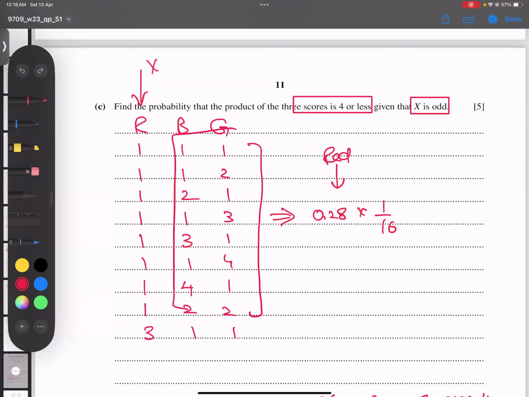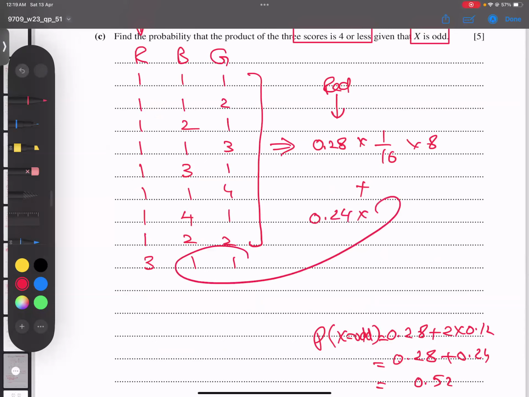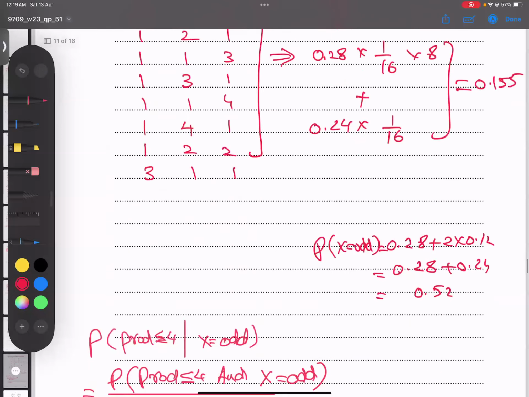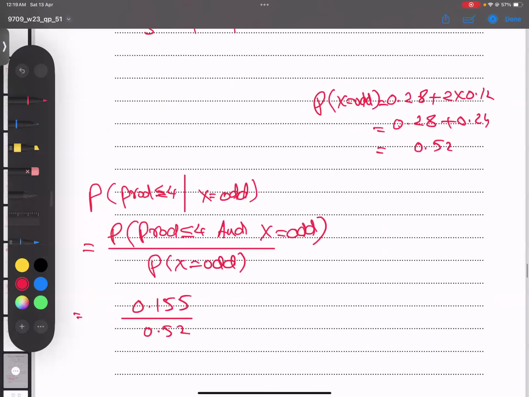And plus, what is the last branch, what if red is a 3. So let's try to find that one. So red is a 3, is a 2p, and 2p means 0.2 into that. So 0.24. So this answer is 0.24, times 1/16 because 1/4 into 1/4. And if I check this in the calculator, 0.28 into 1/16 times 8 plus 0.24 into 1/16 is coming to 0.155, and it is coming in the numerator.